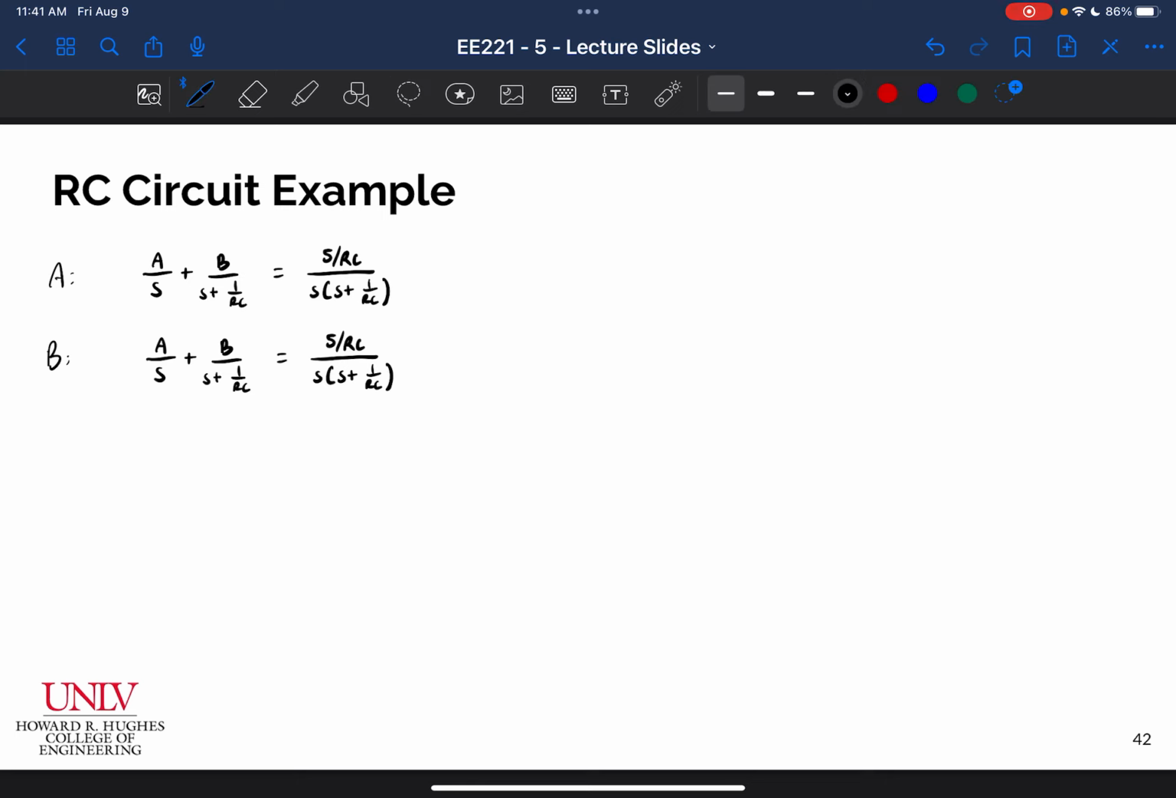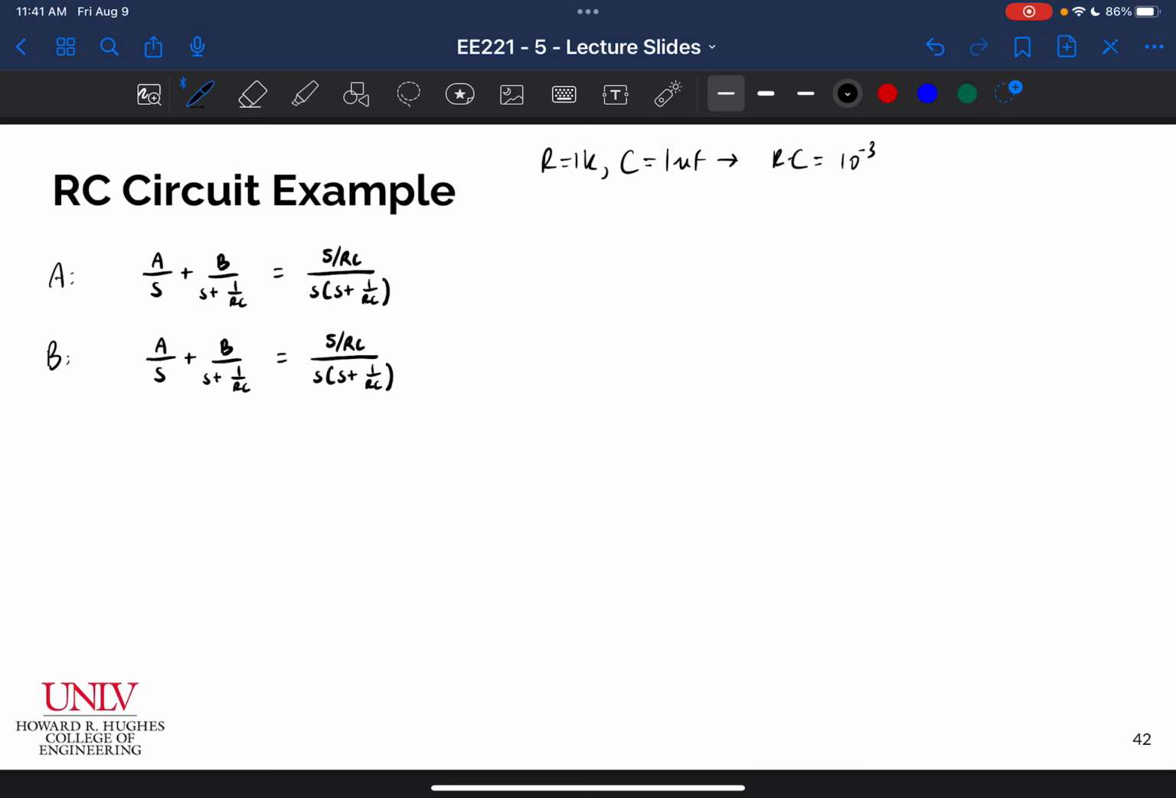Probably should plug in values for R and C. Just note that R is equal to 1K from the previous slide. C is equal to 1 microfarad. So therefore, R times C gives us 10 to the minus 3, or 1 over 1,000. So when we plug that in, we can go from there.